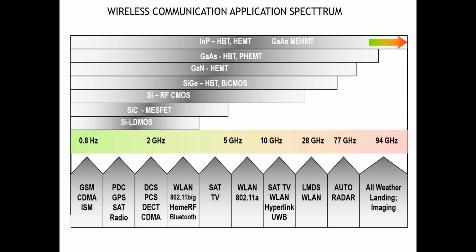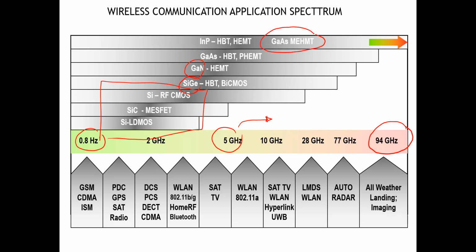So this is some application using the materials. I will skip this one, but you can see that for the lower frequencies, like from 0.8 hertz to 5 gigahertz, mostly we use silicon here. But if the frequency is higher than 5 gigahertz, we use silicon germanium and also gallium nitride. And if we use a much higher frequency, like 94 gigahertz for imaging, we jump to other materials like gallium arsenide, HEMT, or indium phosphide, HBT. Okay, so every material has characteristics suited to specific frequencies. Silicon is very commonly used in low frequency.